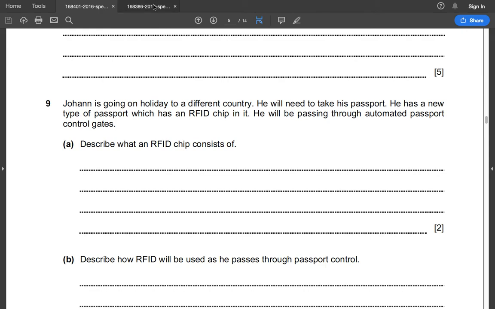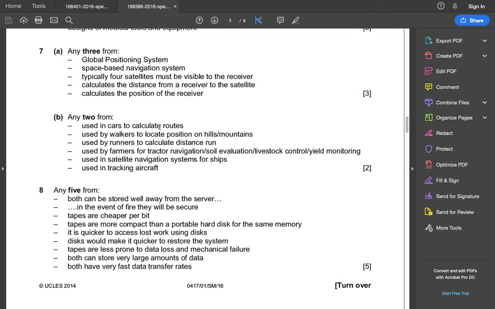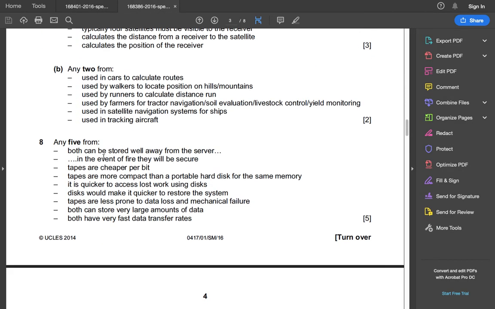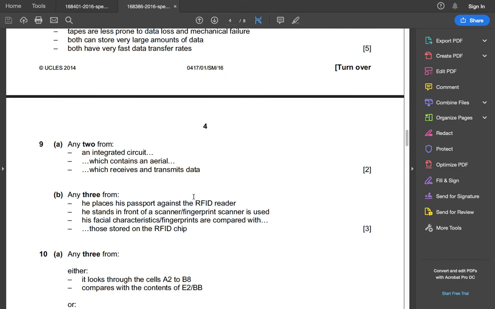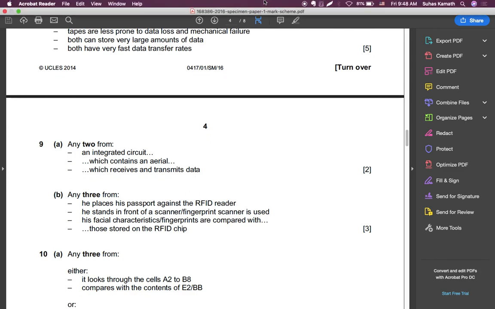So that's all for today, and let's just check our answer. So both can be stored well away from the server. In an event of fire, they'll be secure. Tapes are cheaper. Tapes are more compact. It's quicker to access lost work using disks. So we have the same thing there. So yeah.